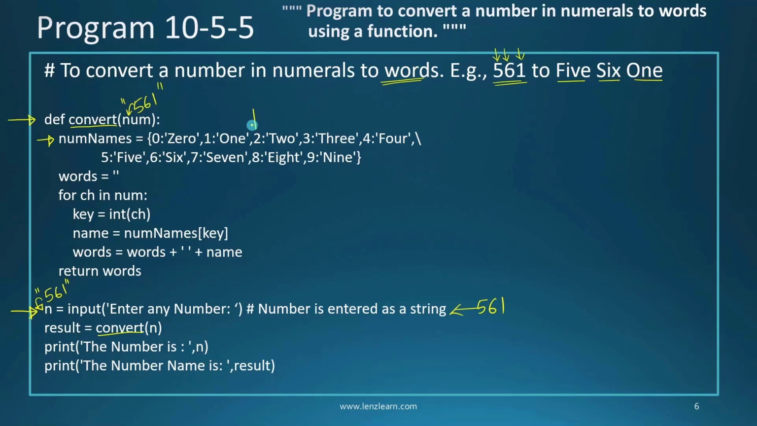By providing the key to this dictionary, you can get the equivalent word, which is the value for that key. So we will be referring to this dictionary to convert each digit into the words later.